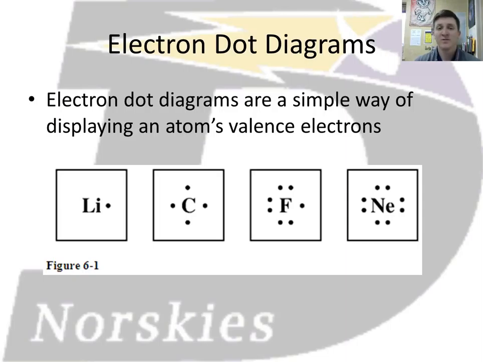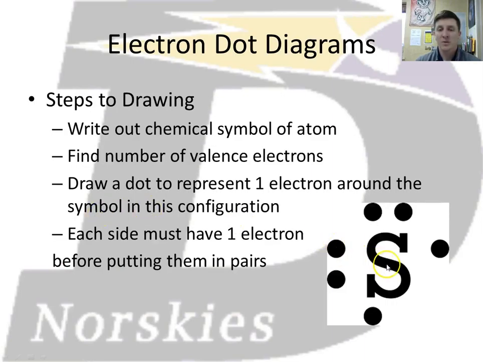To signify these valence electrons, we don't want to draw a whole bunch of electrons in these diagrams or configurations. So what we use are called electron dot diagrams to properly signify the valence electrons. They are a simple way of displaying these valence electrons, and the rules are fairly simple. For an electron dot diagram, the steps are, we're going to write out the chemical symbol. So here in this chemical symbol right here, we have sulfur. You're going to write out the chemical symbol, and that represents the nucleus of the atom.